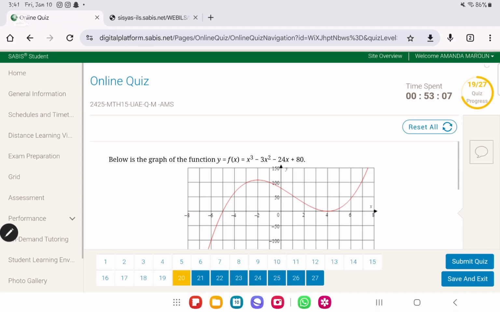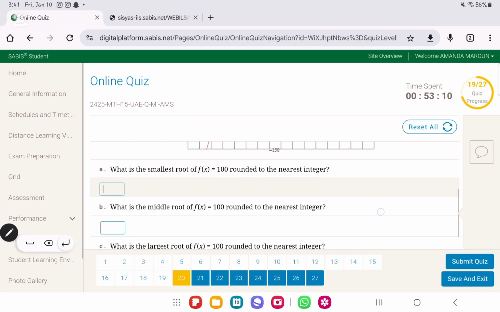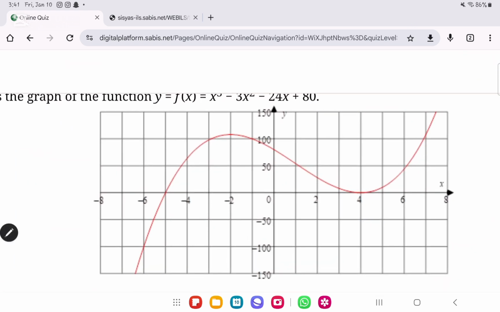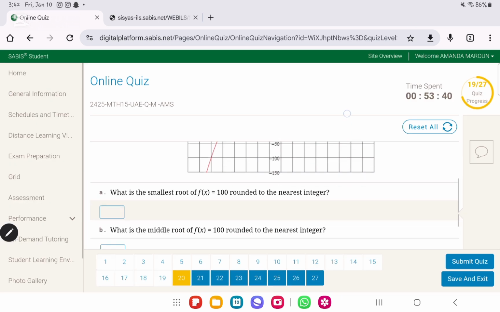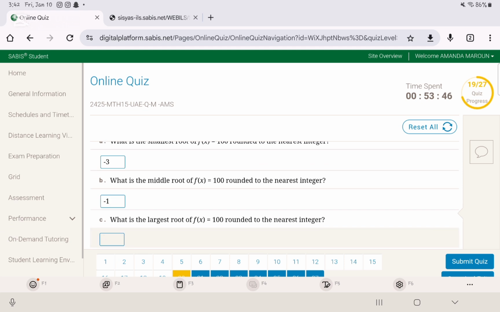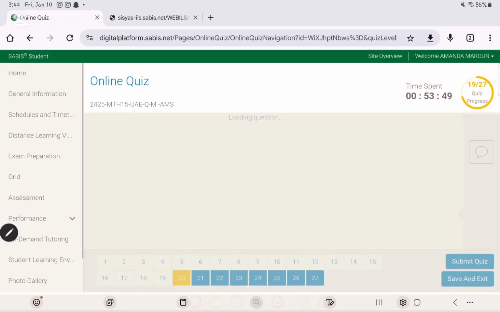Moving on to question number 20. Here we have something similar, but instead of f(x) being equal to 0, they said f(x) is equal to 100. So very simply, we go to when the y is equal to 100. Okay, now we have to choose the points that are touching this line. We have this point over here, which is minus 3, this point over here, which is minus 1, and this point over here, I did not go on the line because I didn't draw the line well, which is 7. So we have 7, minus 1, minus 3. So minus 3, minus 1, and 7. These are the roots. They need the smallest root, which is minus 3, the middle root, which is minus 1, and the largest root, which is then 7.